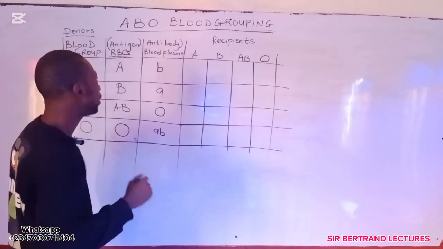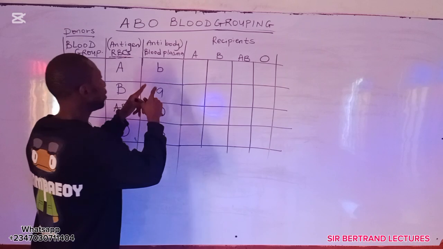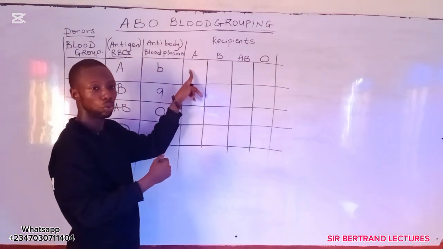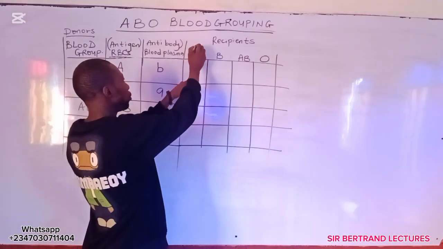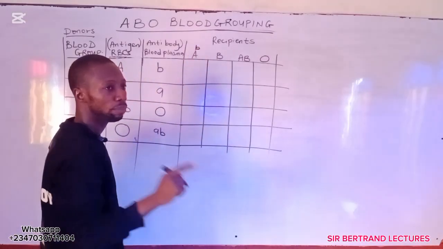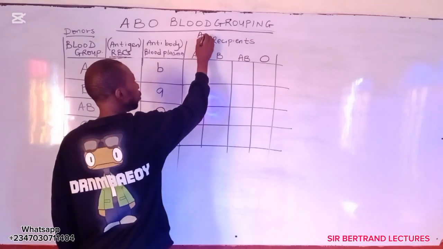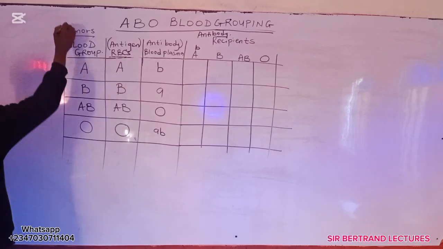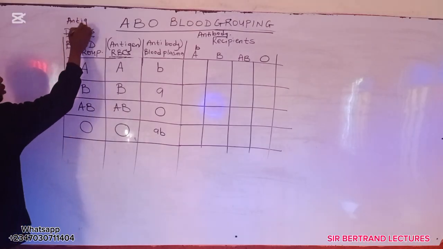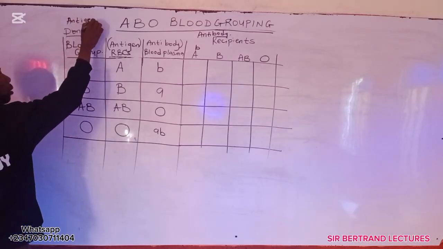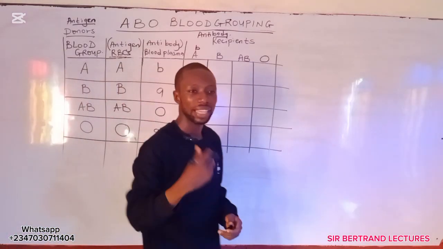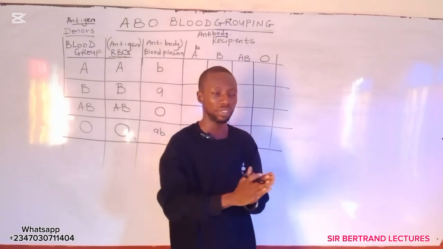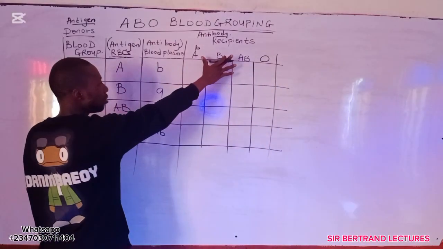Then, according to what I told you, if a person has blood group A here, the antibody will be the opposite. Okay, the opposite of A is what? B. That is their antibody, because we consider the antibody of the recipient as we consider the antigen of the donor. During blood transfusion, we consider the antigen of the donor and we consider the antibody of the recipient. So here are the recipients.